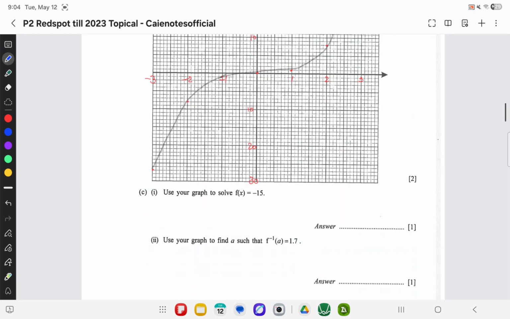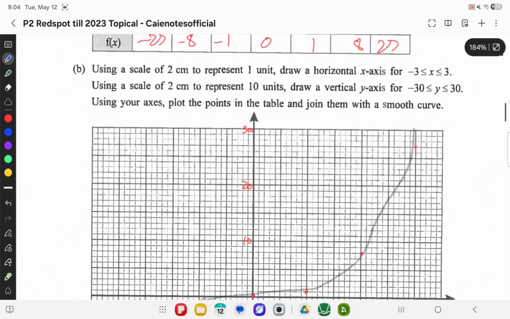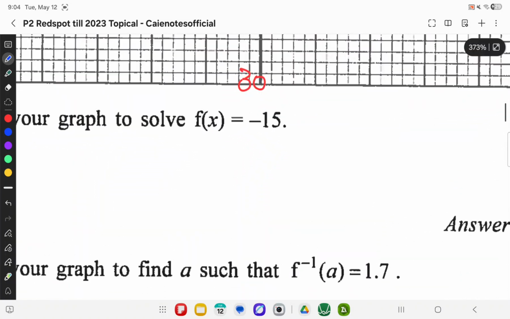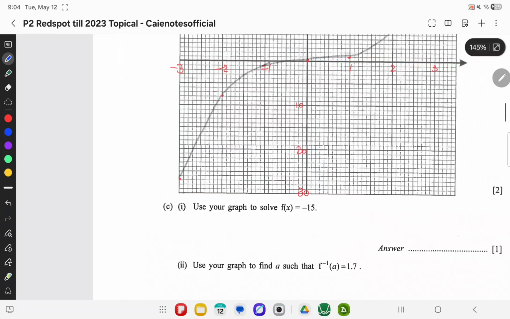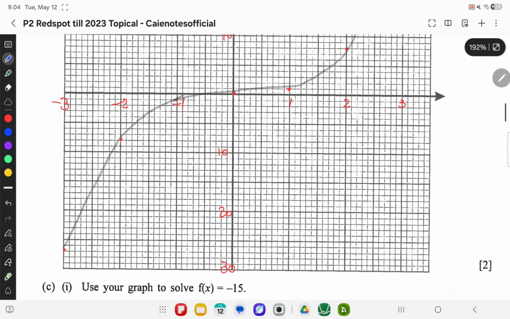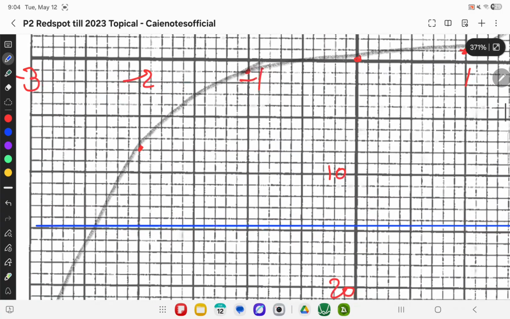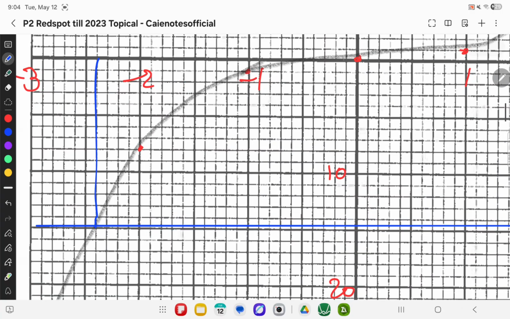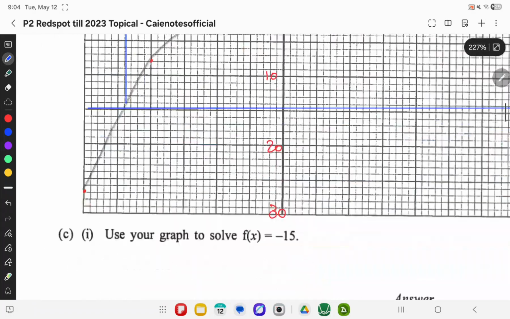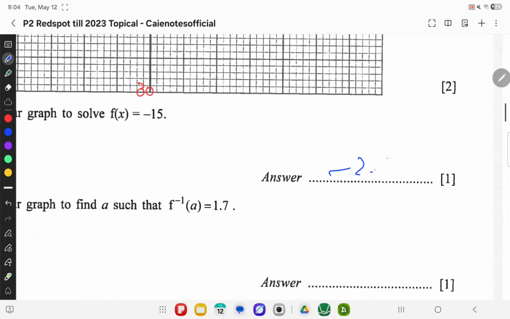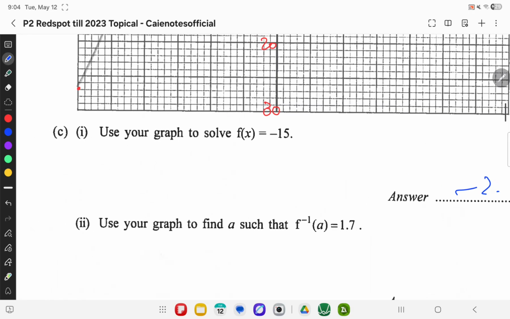Use a graph to solve f of x is equal to negative 15. So what did I tell you? This is y and this is equal to y as well. We just casually draw y is equal to negative 15, and you will find that it is only one singular value. Disappointing, I know, but come on. Negative 2.4 is the answer to your question.